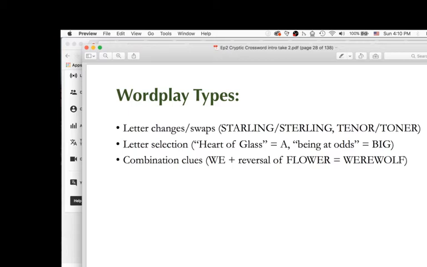All of the above, the previous wordplay types, can be used in combination. It's very rare that you find an entire puzzle that does not have a combination clue, because sometimes you'll have words that just can't be fit into a single one of the above categories. So, for example, taking we and the reversal of flower gives you werewolf.